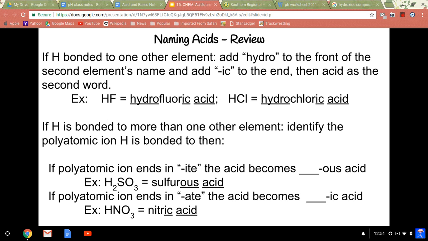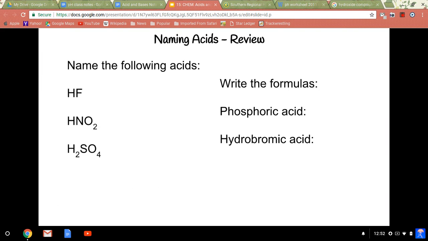So sulfite is SO3 with a -2 charge. So it becomes H2SO3, and the name is sulfurous acid. In the case of HNO3, you know NO3 has a -1 charge, so there's only one H out front there to cancel it out. NO3 with a -1 charge is nitrate, and when you put that H out front, it becomes nitric acid. Here are a few more for you to try.